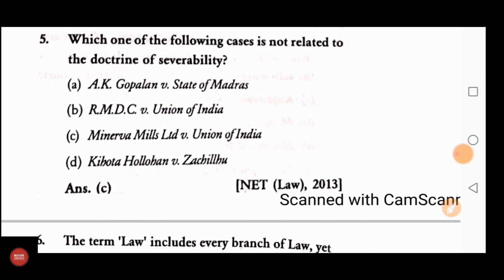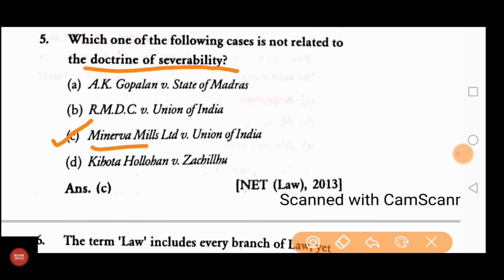Question number 5. Which one of the following cases is not related to the doctrine of severability? Option A. A.K. Gopalan versus State of Madras. Option B. RMDC versus Union of India. Option C. Minerva Mills Limited versus Union of India. Option D. Quixote Holland versus Zakir. Option C is the correct answer, that is Minerva Mills Limited versus Union of India.